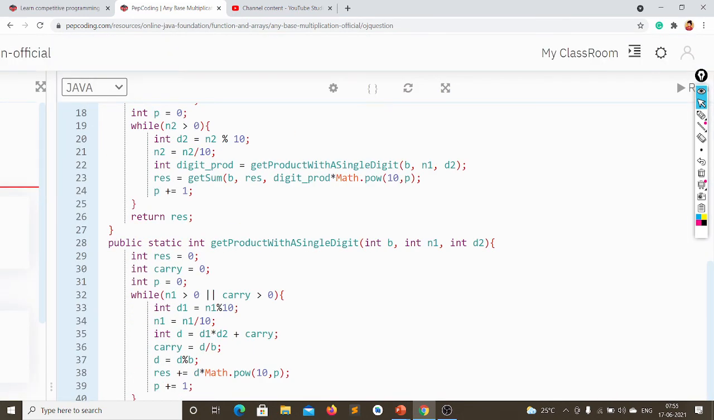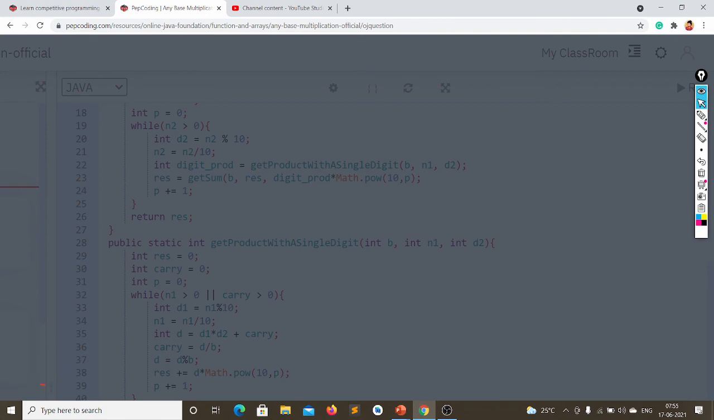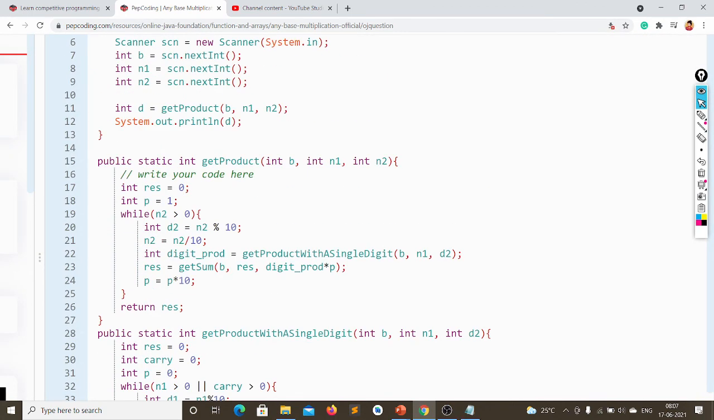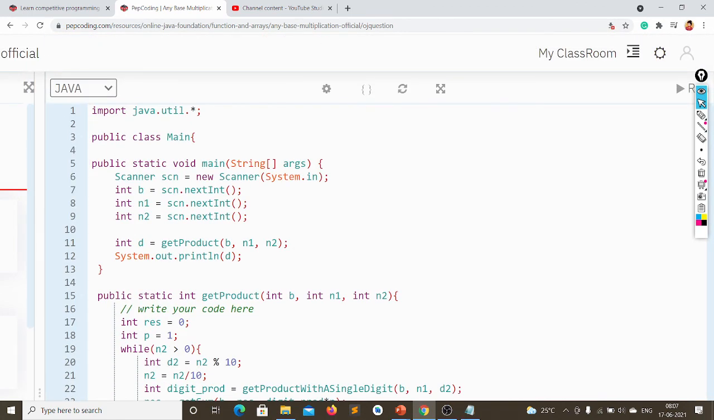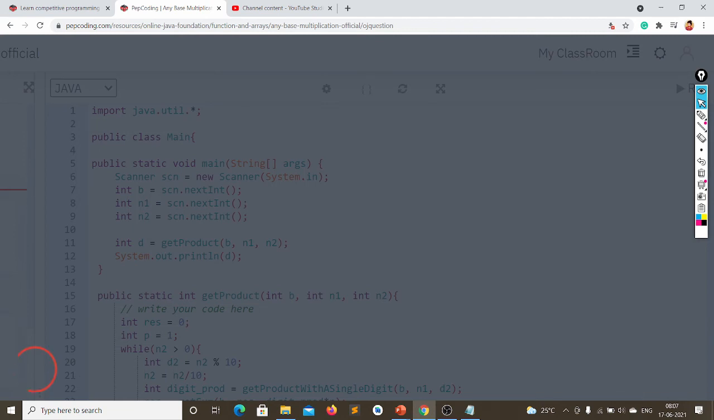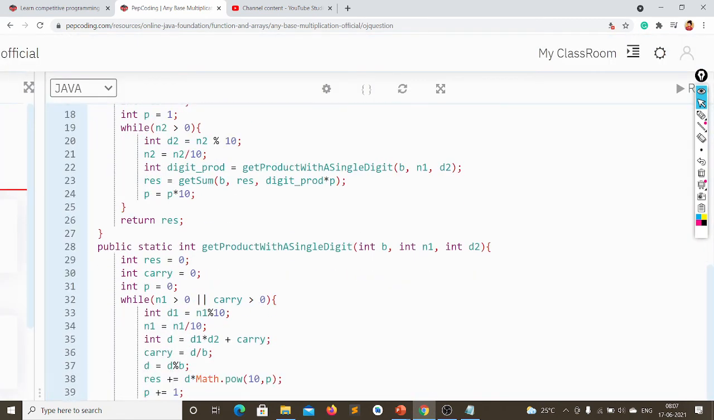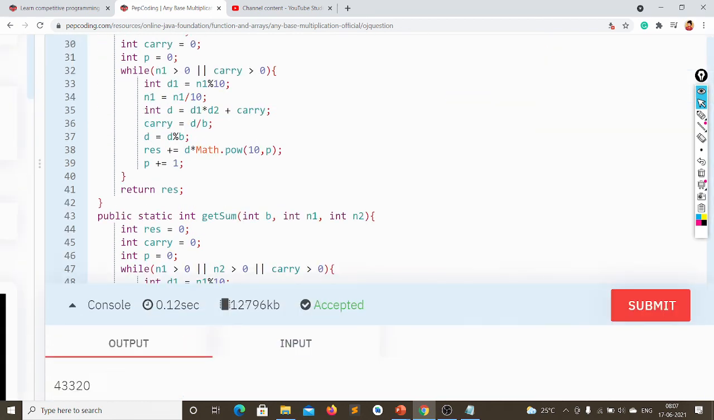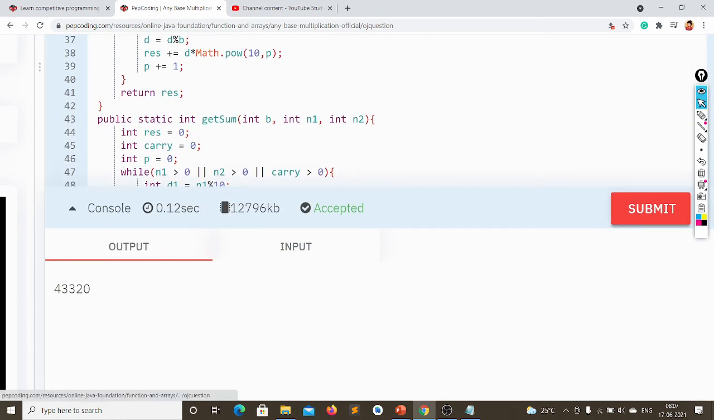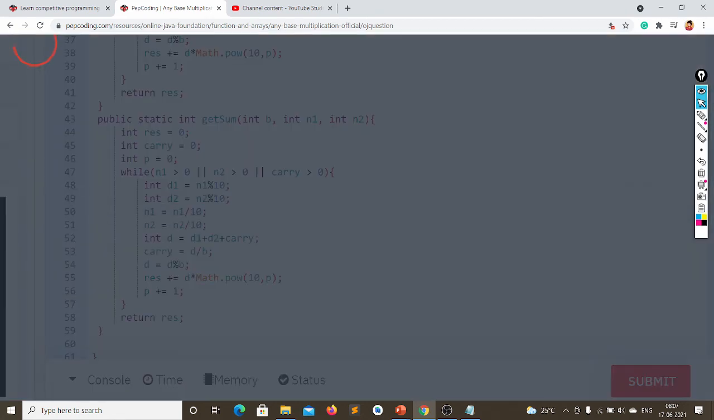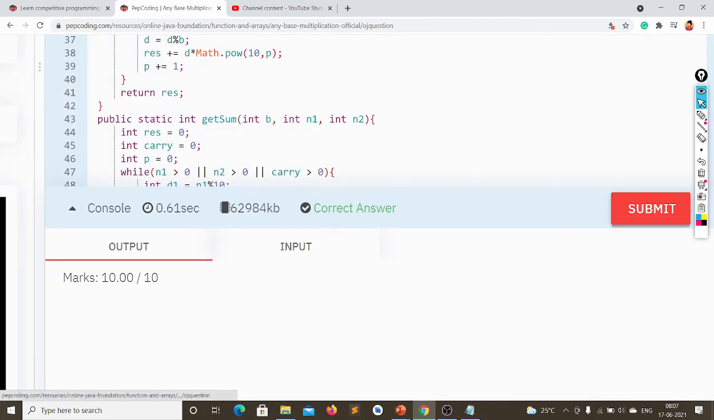Is it passed or not? Okay, friends, let's run this code. Okay, it is accepted. So let's submit. Okay, correct now. So let's analyze this code.